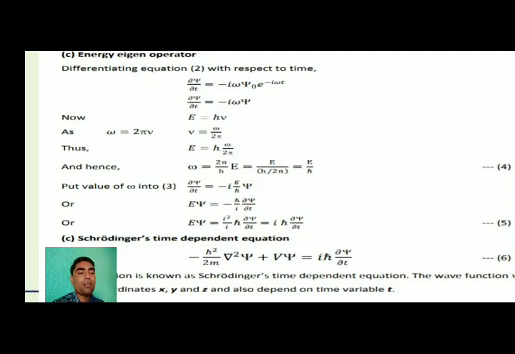Here this del square is again known as the Laplace operator, whereas i h cross into del by del t is known as the energy operator, V is known as the potential energy, h cross is known as the reduced Planck's constant, and m is the mass of the moving particle. So with this, here we have to stop.